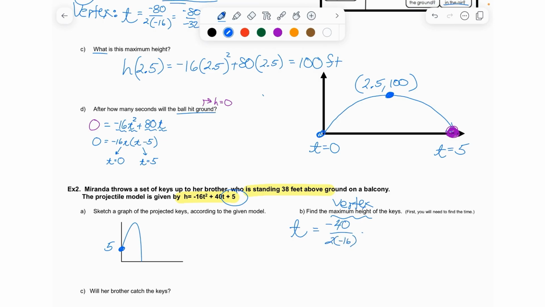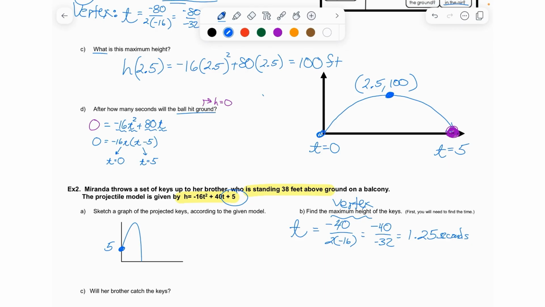So I have -40 over -32. I can pop that in my calculator. Yeah, make sure that you are comfortable putting that in your calculator. You probably should break that into a couple steps so that you can correctly get 1.25. Now remember, that's going to be 1.25 seconds.